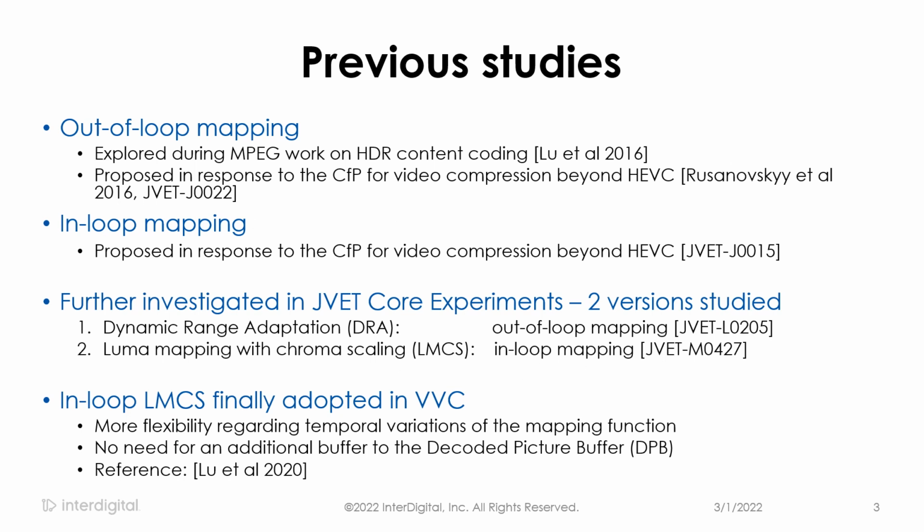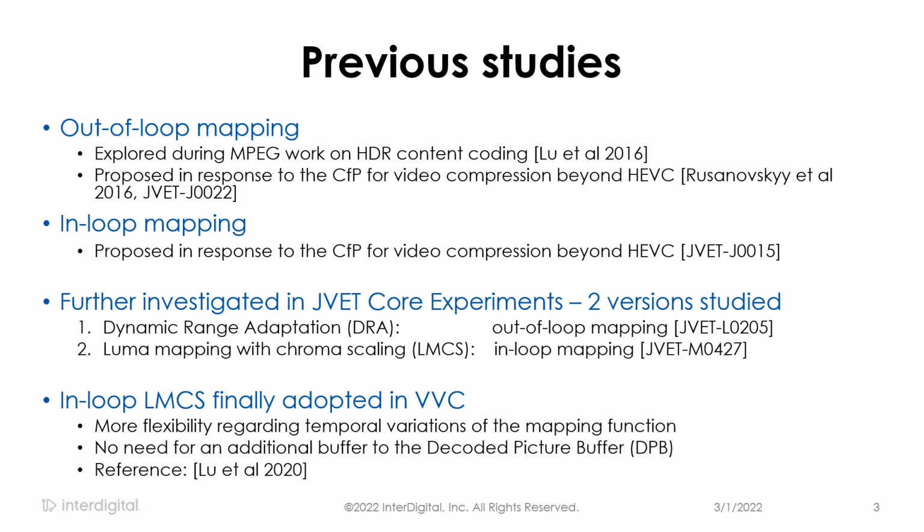Video content mapping has been actually explored in multiple studies, and what we mention here is limited to the former work achieved in the context of standardization. So first, out-of-loop approaches have been investigated in MPEG around 2015 and further submitted to the call for proposal that has preceded the development of the VVC standard. Alternatively, in-loop content mapping has also been studied and submitted to the same call for proposal. Later on, these two approaches have been further evaluated in core experiments of the JVET group, who was in charge of defining the VVC standard.